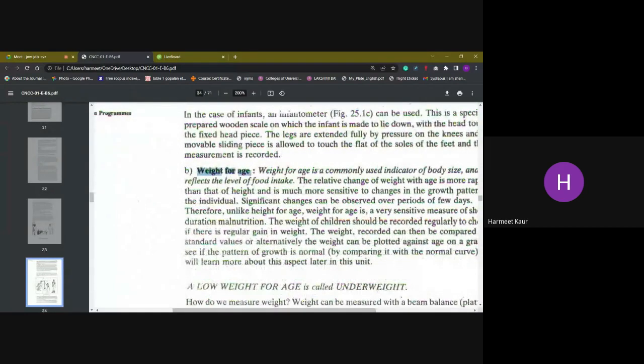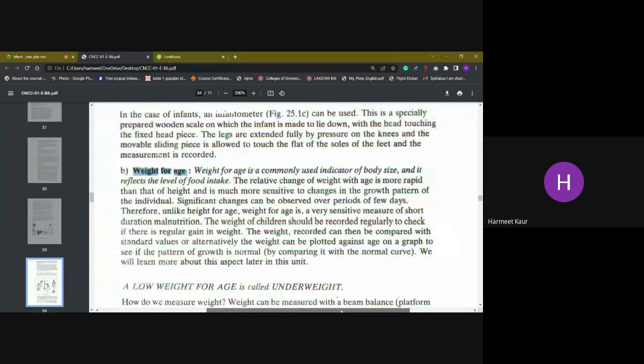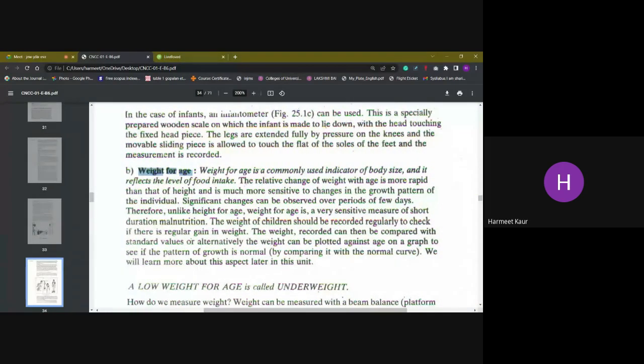Then we are coming on to the other indicator, which is known as what? Weight for age, right? So height for age was what? That at a particular age, what should be the height of the child? Weight for age is what? That it is related to total body size, okay? And this is related to what?